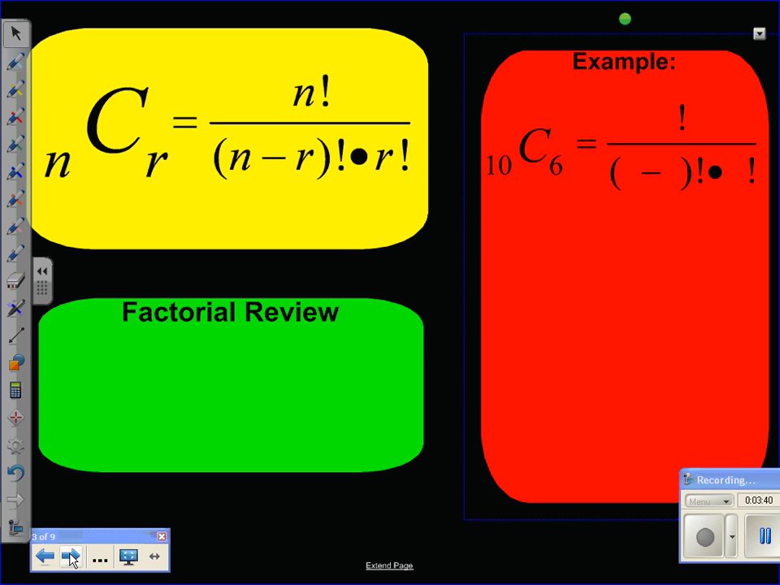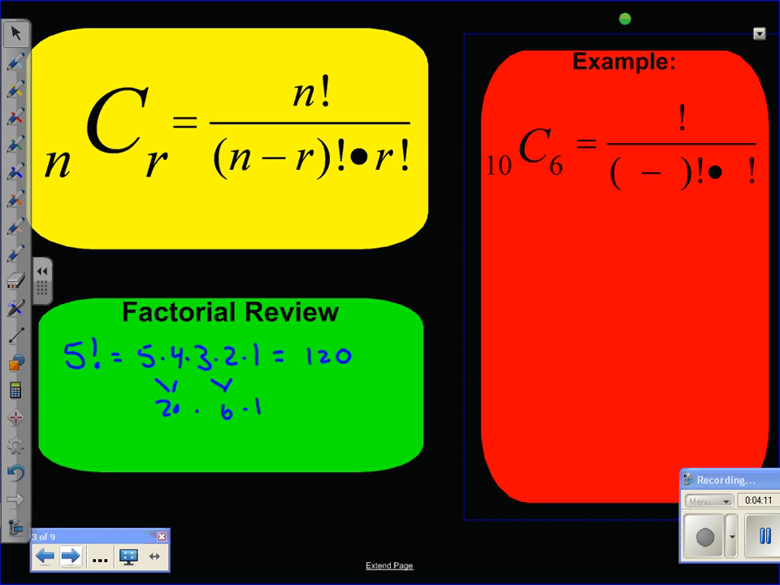So let's look at an example. Well, before we look at an example, let's recap a factorial. Remember, if we have 5 factorial, that's going to be 5 times 4 times 3 times 2 times 1, which is going to give us 20 times 6 times 1, which is 120. So don't forget that for a factorial, we start with the number that's there and we multiply down until 1.